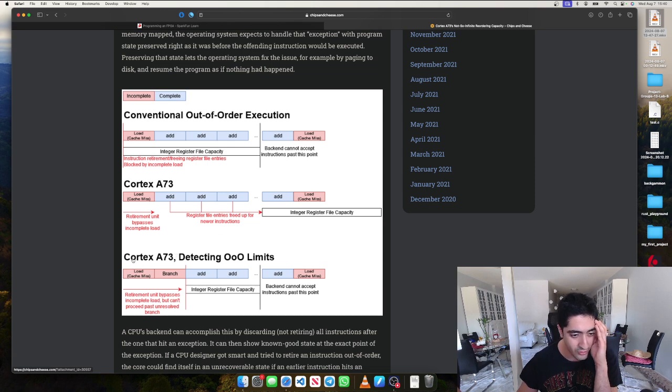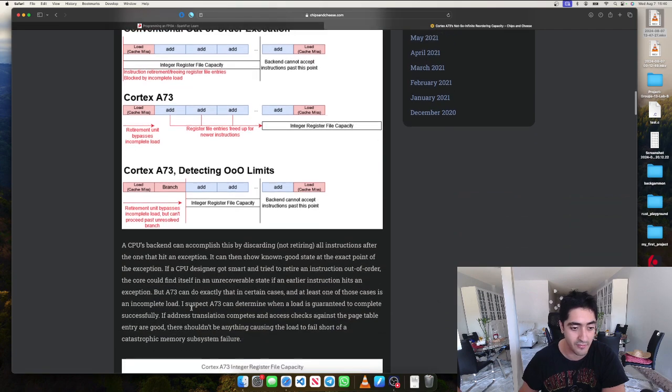Integer register file capacity. Add load cache. And now we have Cortex A73 detecting limits. Load cache miss, branch, add, load cache miss. Backend cannot accept instructions past this point. Integer register file capacity. Retirement unit bypasses incomplete load but can proceed past unresolved branch.